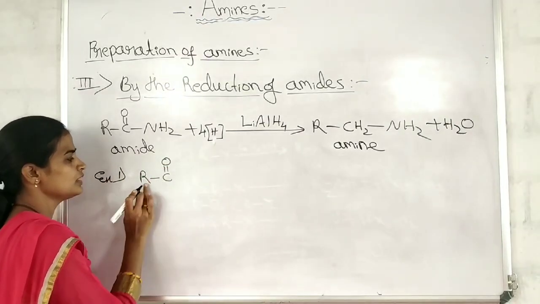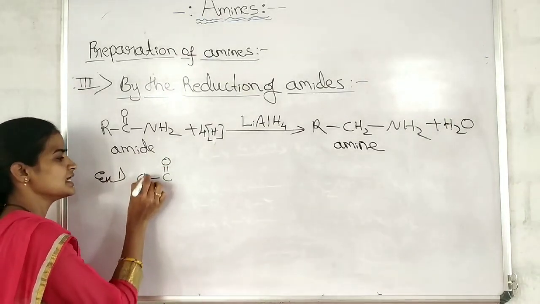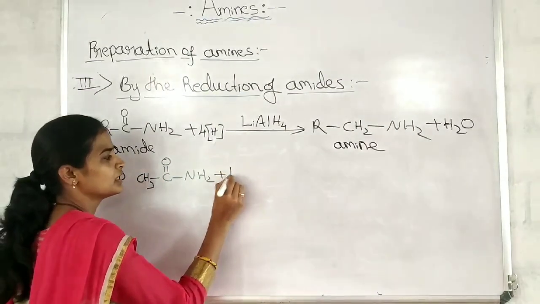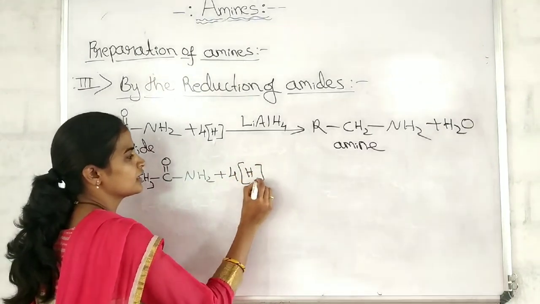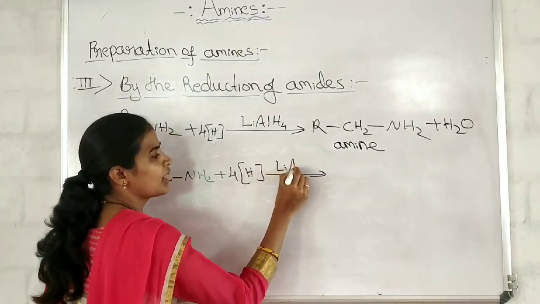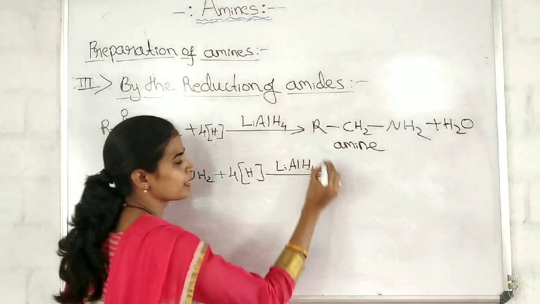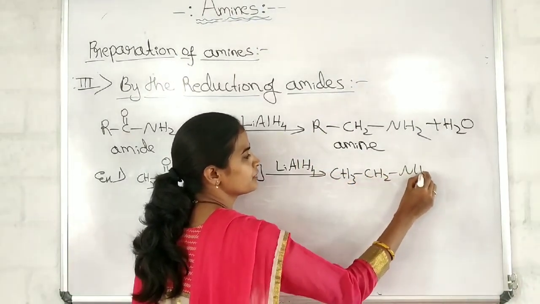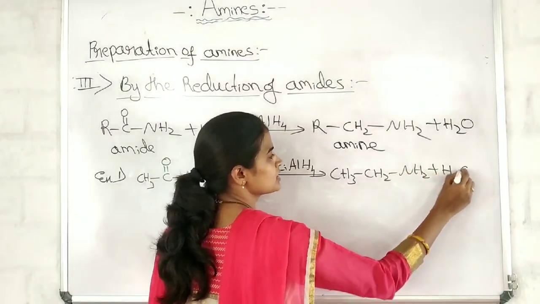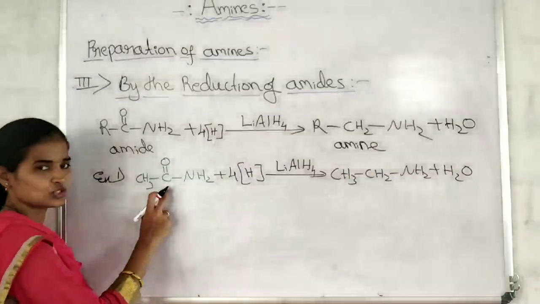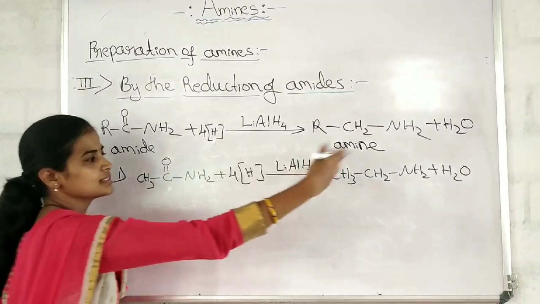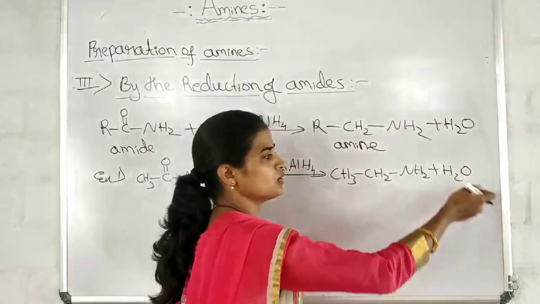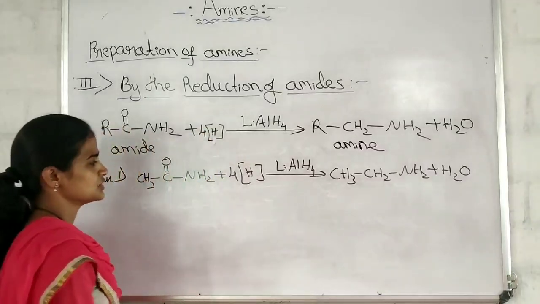Example means I will take CH3 C double bond O NH2, with lithium aluminium hydride, giving CH3CH2NH2 plus H2O. What I have added? 2 hydrogens here and 2 hydrogens have gone out in the form of water with the oxygen.